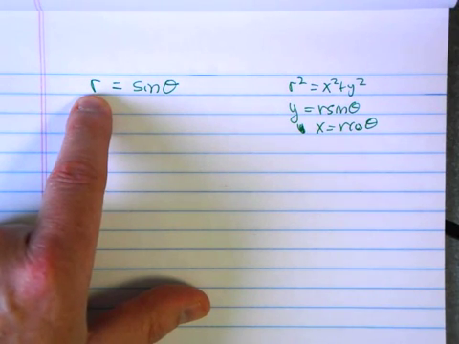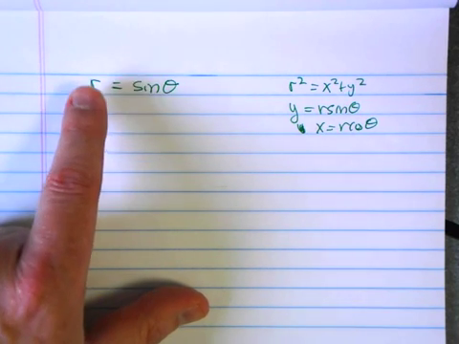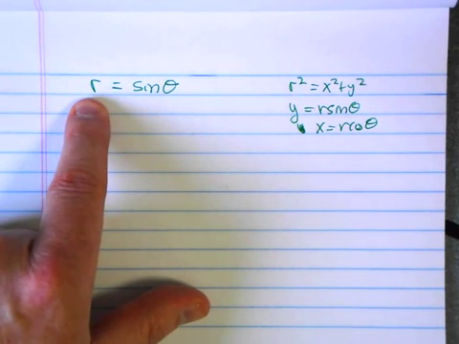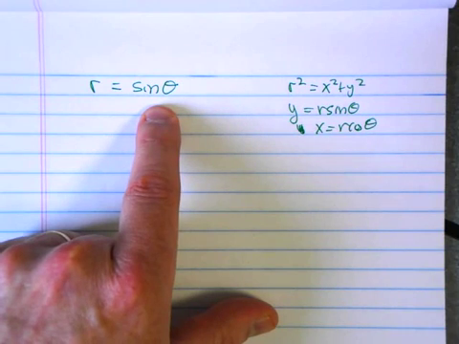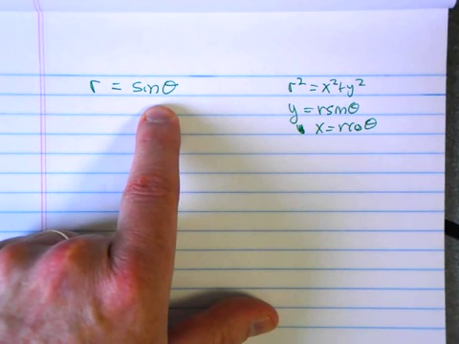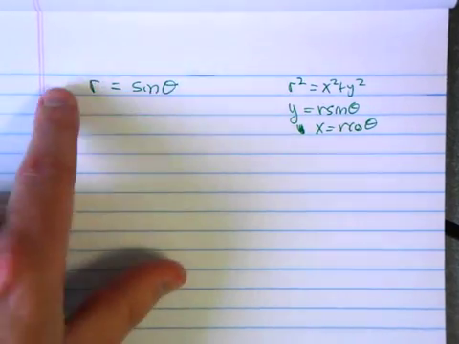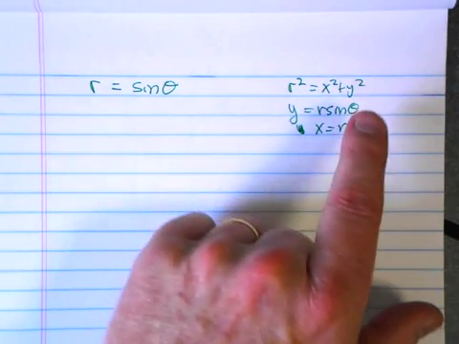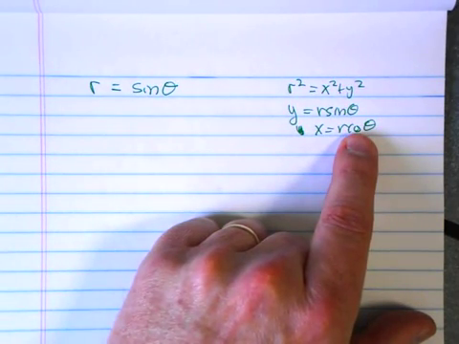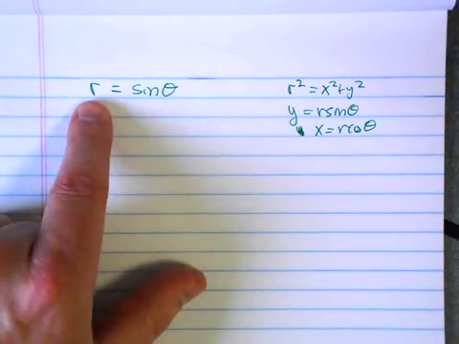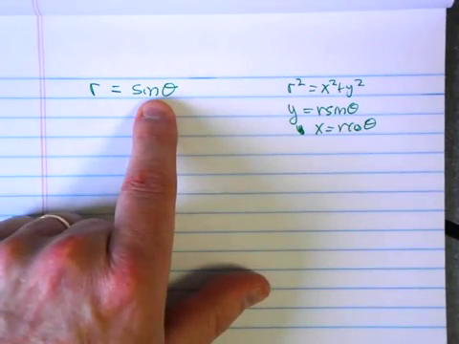Multiply by R. How is that going to help? If I multiply by R, that's going to give me an R squared there. And it's going to give me an R sine over there. And R sine is a fancy way of saying Y. So there's a very, very common technique. If I give you polar and you want rectangular, quite often you're going to multiply by R to give you an R squared and to give you the R sine that you want.